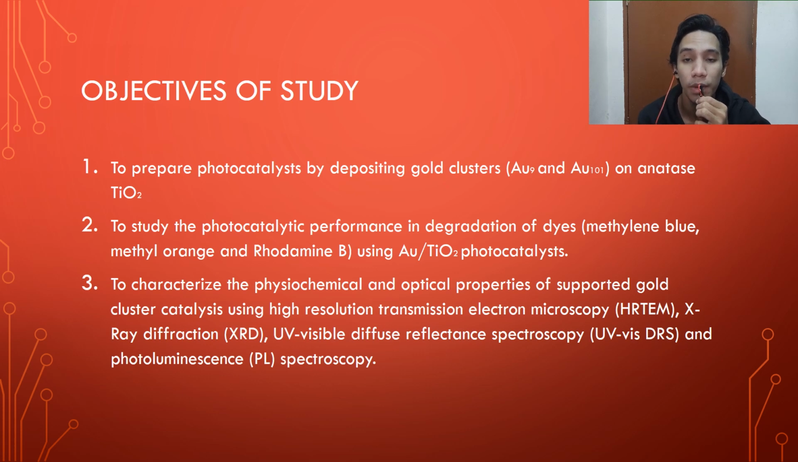The first one is to prepare photocatalysts by depositing gold clusters. We use gold Au9 and Au101 on anatase titanium dioxide. The second is to study the photocatalytic performance in degradation of dyes. We use three different dyes: methylene blue, methyl orange, and rhodamine B, using gold and titanium dioxide photocatalyst.